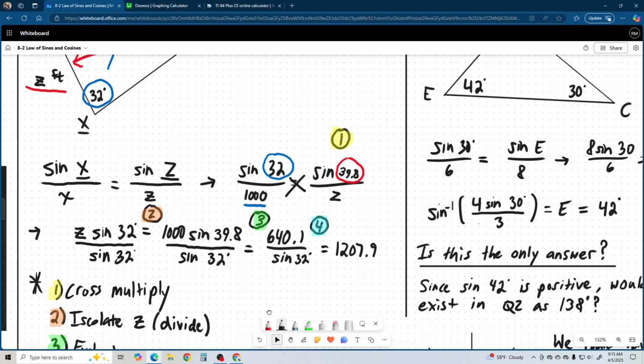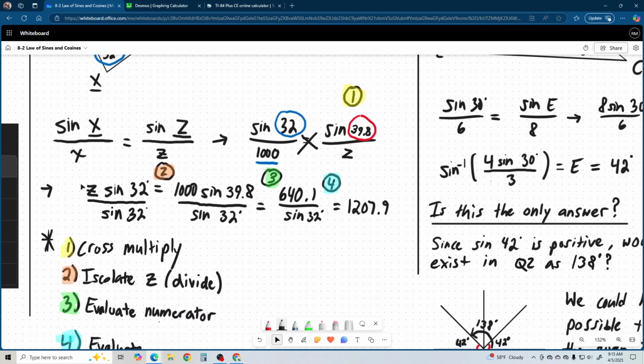All right, so we cross multiplied, right? Which means we have z times sine of 32 equals 1,000 times sine of 39.8. So this all equals each other. Now, in order to find z, we have to divide both sides by sine of 32. So I divided both sides by sine of 32 here and here. And now we just have this whole piece here, which is just a number, right? So first I evaluated the top in my calculator, and then I just took that number and divided it by sine of 32, and I got 1,207.9.